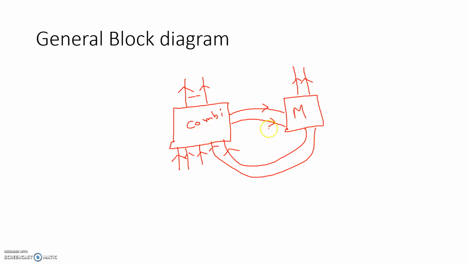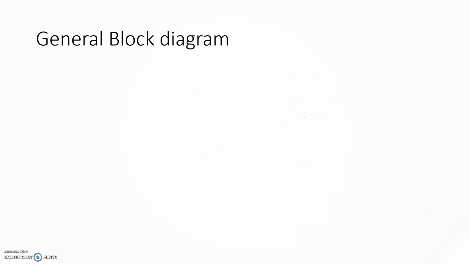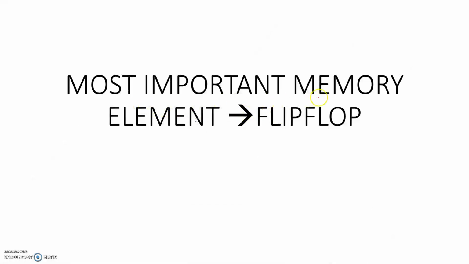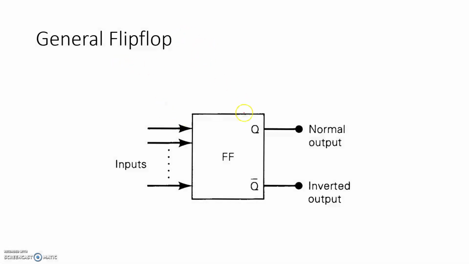Now, what is the memory block? The most famous memory block is the flip-flop. Why it is named flip-flop, you will come to know later. Basically it is the most important memory block, because for combinational circuits our point of interest is how we can design such a circuit which will store the previous value. So the most important memory block is the flip-flop, which we will discuss in our upcoming videos. So just have an idea.